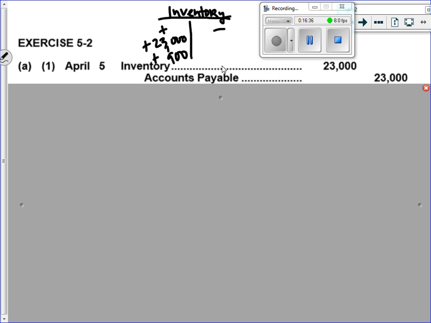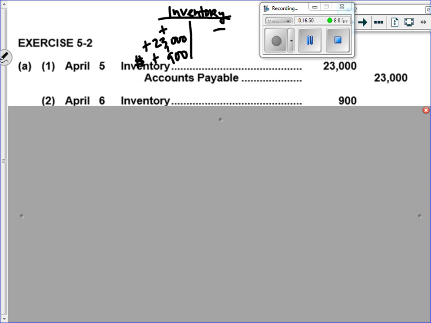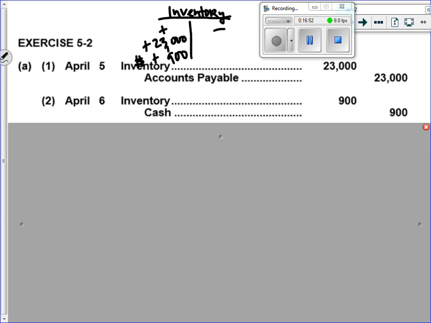Does that mean I got $900 more of inventory coming to me? No, it's just some behind the scenes dollar interaction that's going to boost the value. So we see inventory increase by $900. We decided we paid cash though when that shipper arrived at our door.